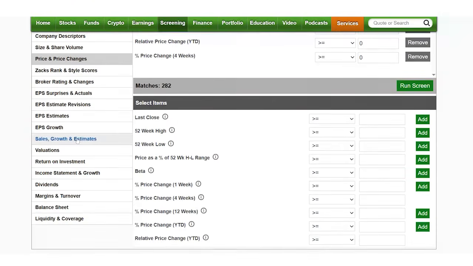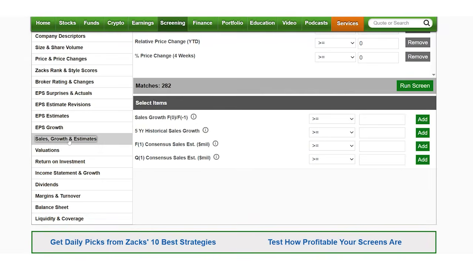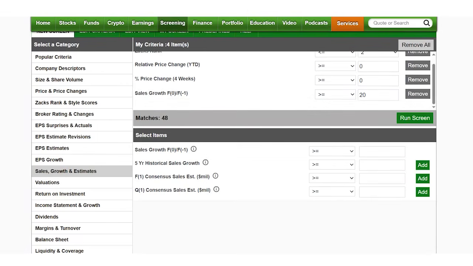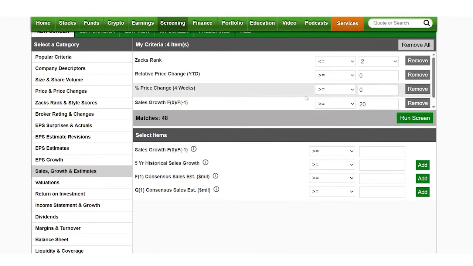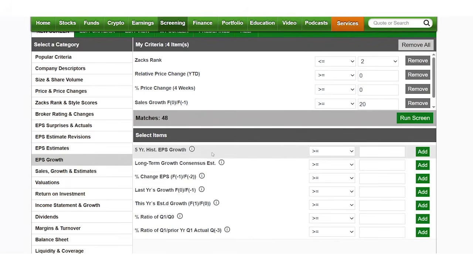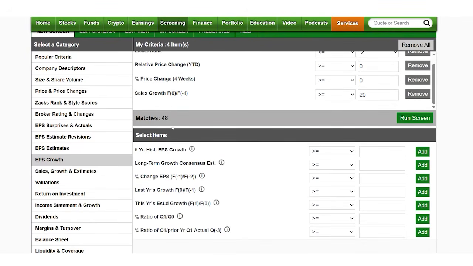Now, I also want to see companies. We're going to do sales growth on this one. So we want companies that have sales growth greater than or equal to, let's say, 20%. This is going to be some fast growing stocks. All right. Again, we got it down to 48. So looking for companies with strong sales growth, you can do it by earnings growth too. Sales growth estimates. You can do it by earnings growth as well. But I'm just going to focus on sales today. That's just what I'm looking for.